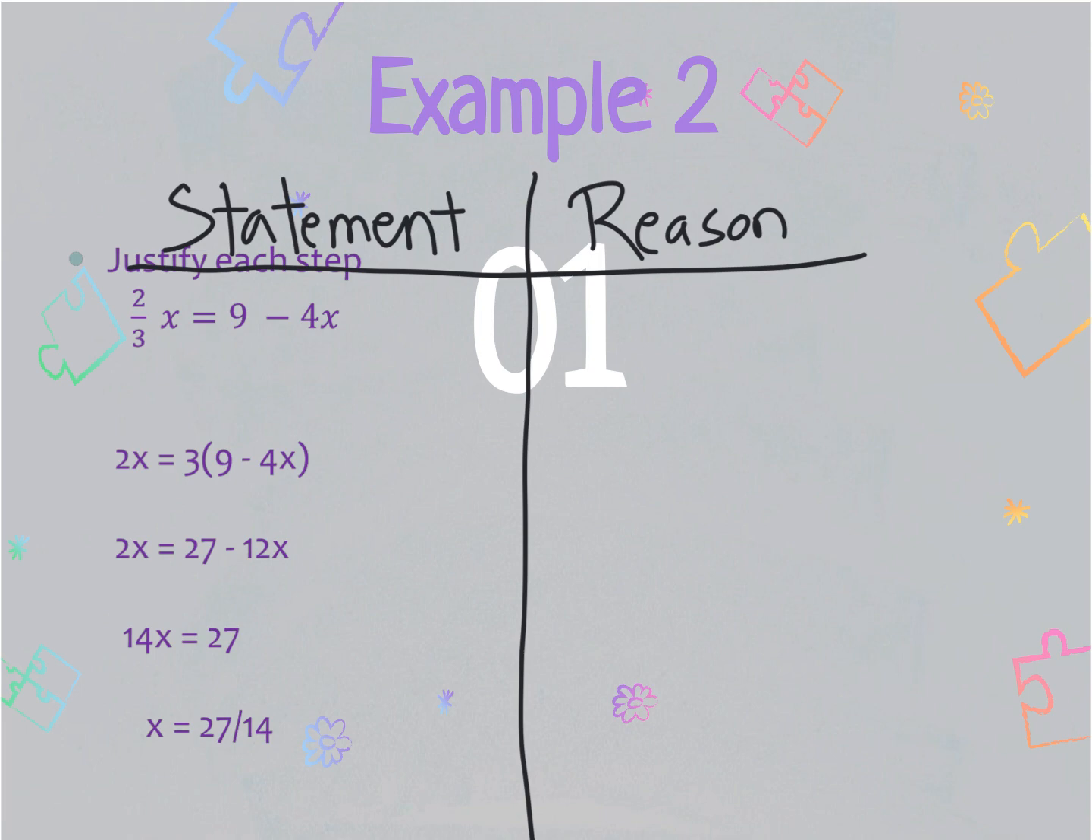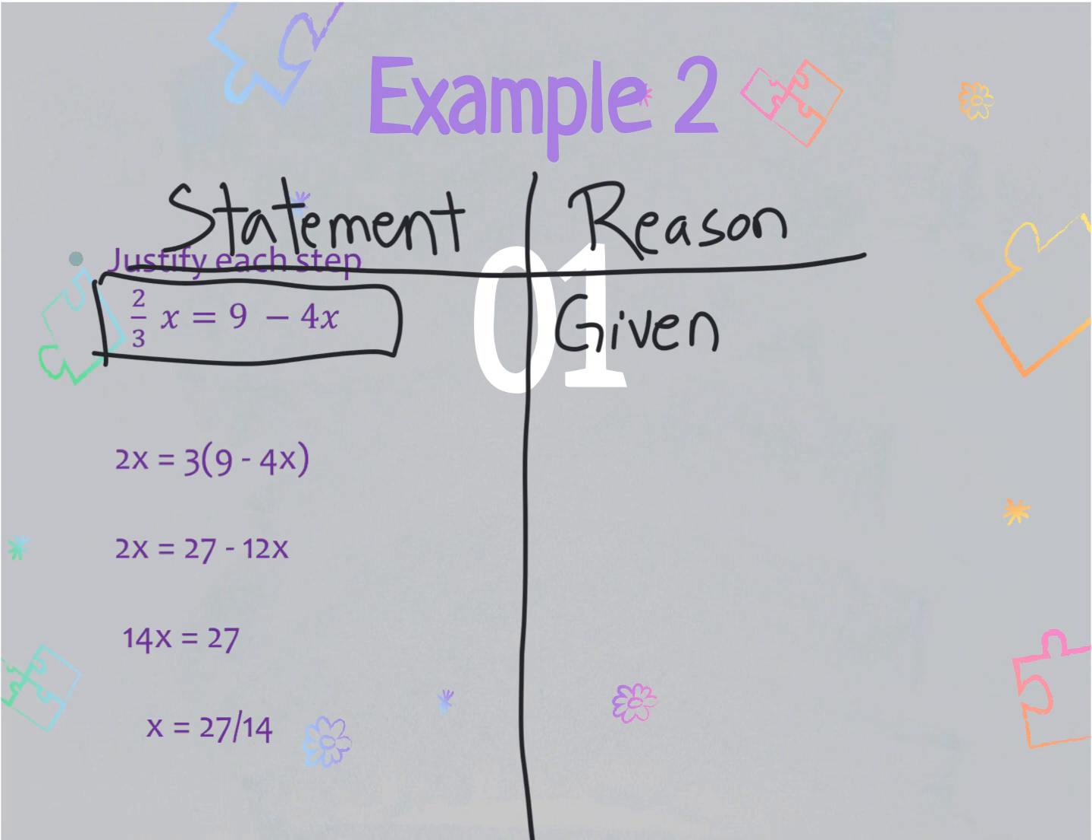Now, this is the original equation. So because it's the original equation, it's always going to be a given. So you always start with the given with the proof. It's the original thing they give you, that's a given. Now, let's take it one step at a time.